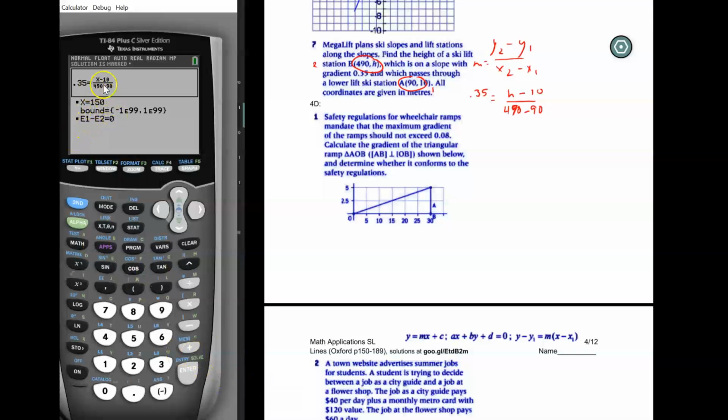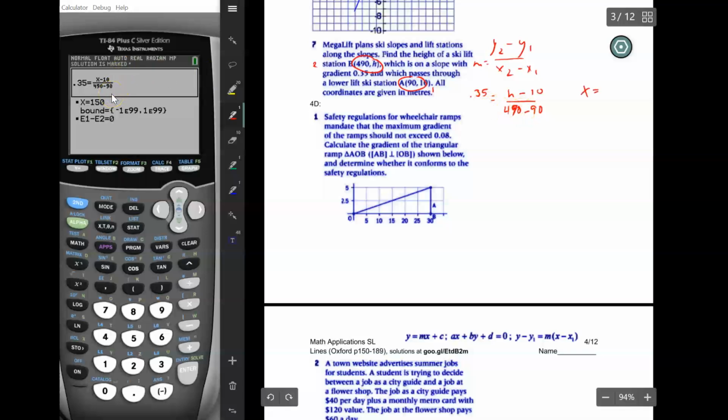Okay, and so let's check that. If we put 150 here, 150 - 10 would be 140. 140 divided by 400 would be 0.35. Okay, so it worked. x equals 150. Or actually, h equals 150.